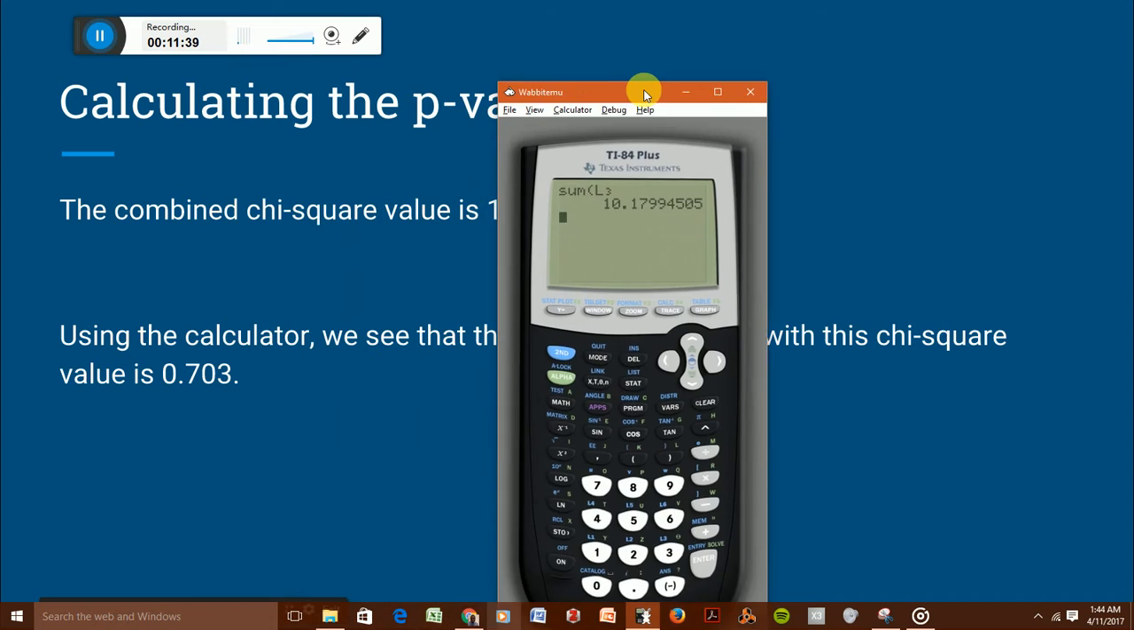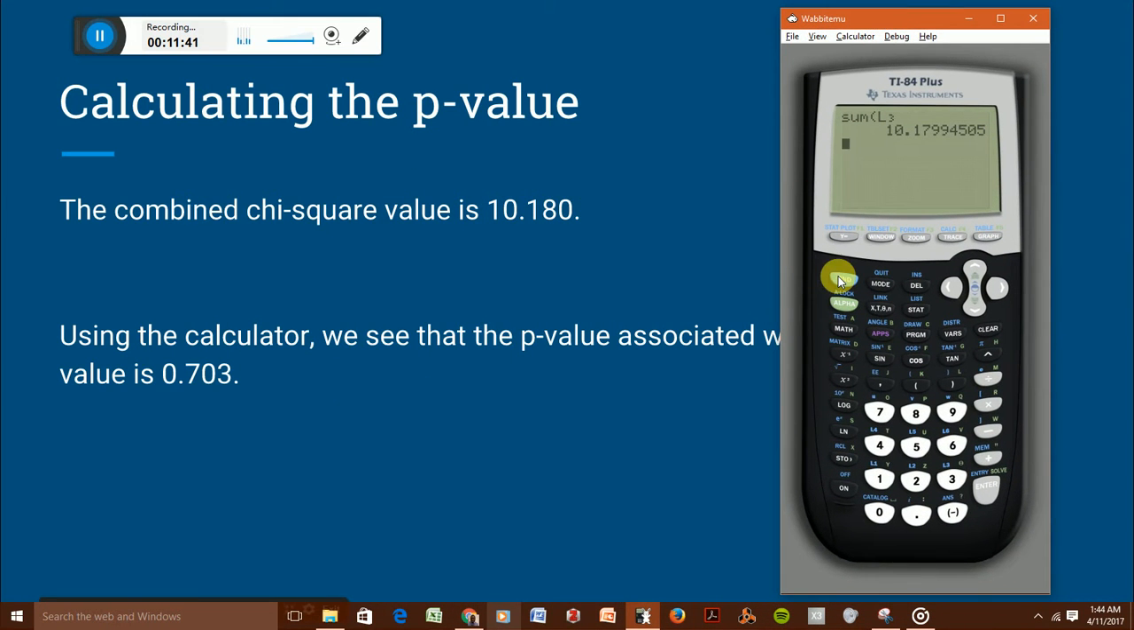All right, and then to find our p-value, just like we have normal CDFs and t CDFs and all those things, we also have a chi-squared CDF. I'm going to show us a couple things real quick. The syntax for chi-squared CDF is our lower bound, which in this case is 10.18, our upper bound, which is infinity, E99, or if you just want to use a big number, we can do that as well, 1 bajillion or something like that. All right, and then the degrees of freedom.